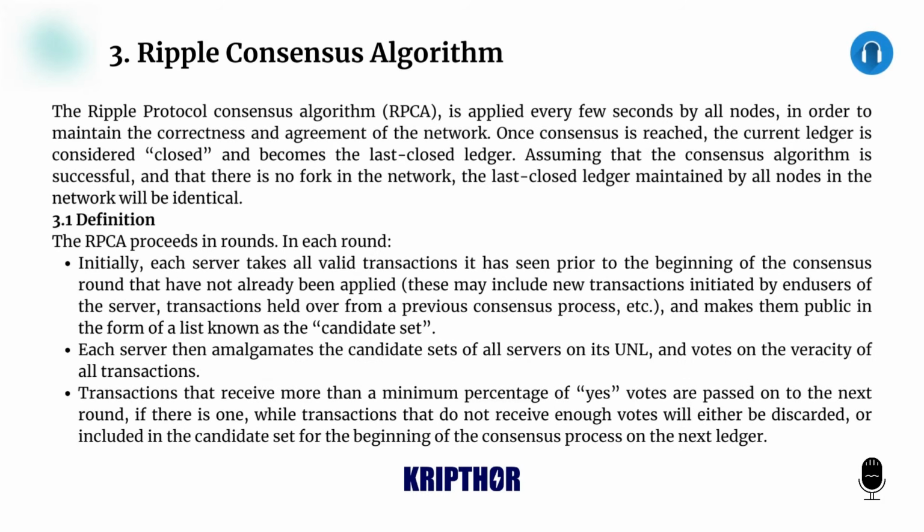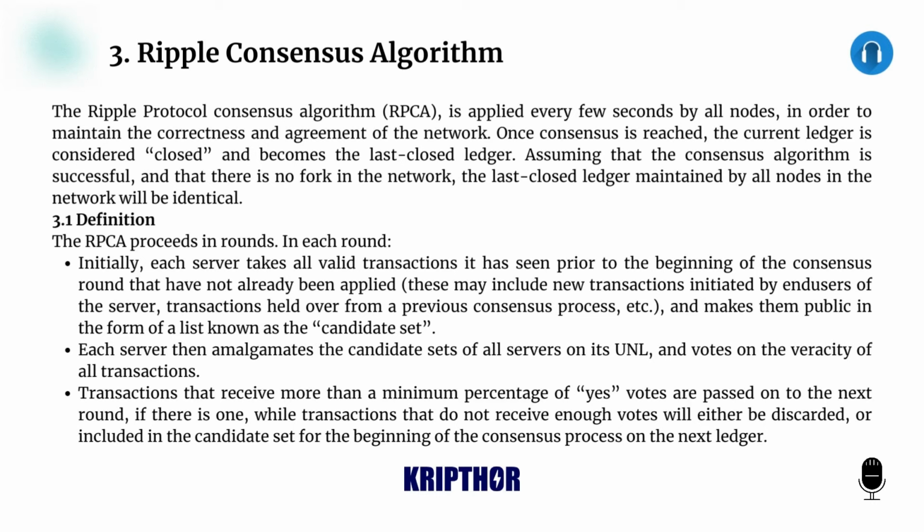3. Ripple consensus algorithm. The Ripple protocol consensus algorithm, RPCA, is applied every few seconds by all nodes in order to maintain the correctness and agreement of the network. Once consensus is reached, the current ledger is considered closed and becomes the last closed ledger. Assuming that the consensus algorithm is successful and that there is no fork in the network, the last closed ledger maintained by all nodes in the network will be identical.